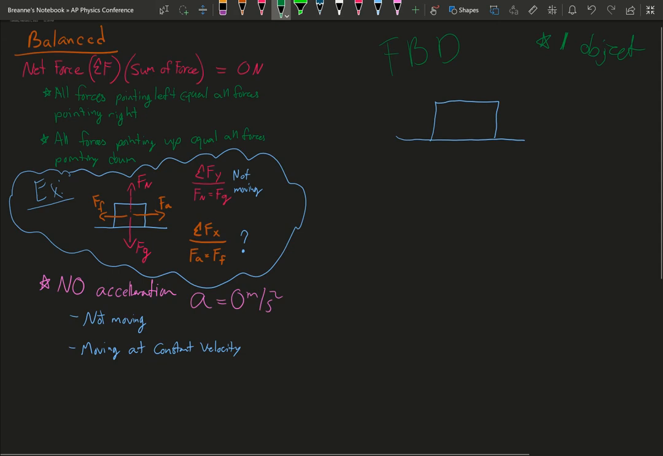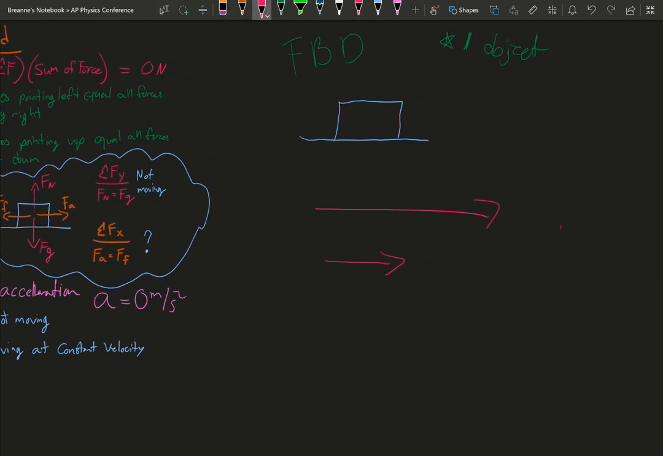Forces are vectors. Remember, vectors means it has a magnitude and direction. Magnitude is represented by the length of the arrow. So the longer the arrow, the bigger the magnitude. Now remember, magnitude just means number. The smaller the arrow, the smaller the number, or smaller the magnitude. That is a number sign, not a hashtag.